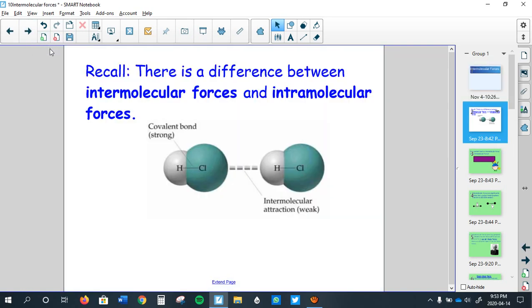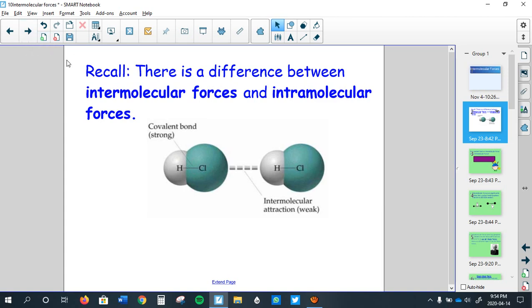Okay, so remember that an intermolecular force and an intramolecular force are very different. An intermolecular force is an interaction, not a bond, but an interaction between two molecules. They could be the same ones or different ones, but they're an interaction between two separate molecules. A covalent bond is an example of an intramolecular force. This is an actual bond within a molecule between two atoms.